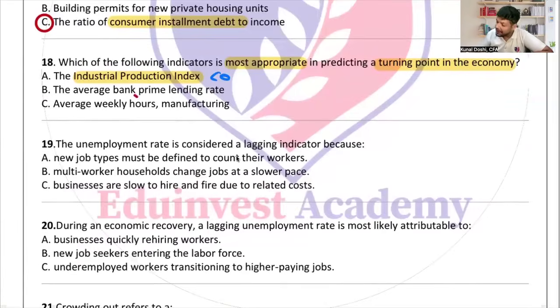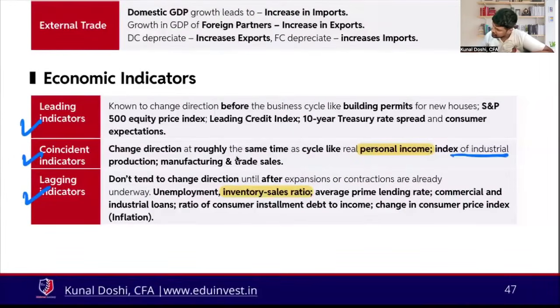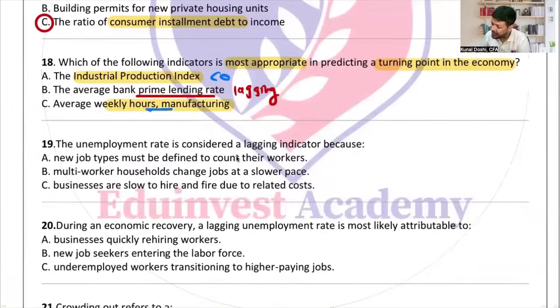Average bank prime lending rate. I told you the bank prime lending rate is a lagging indicator. And weekly hours manufacturing, non-farm payroll. Where is it in the leading indicators? I see building permits, consumer expectations, but I don't have non-farm payroll in my indicators. So average weekly hours manufacturing is a leading indicator.